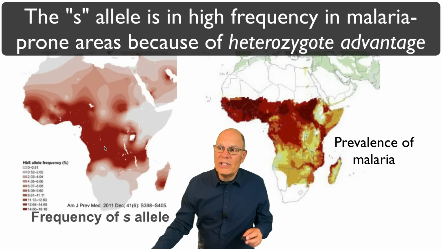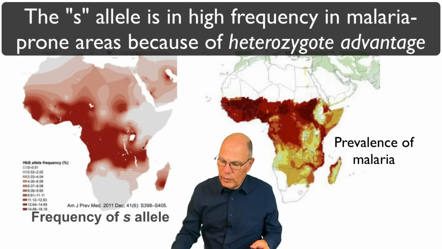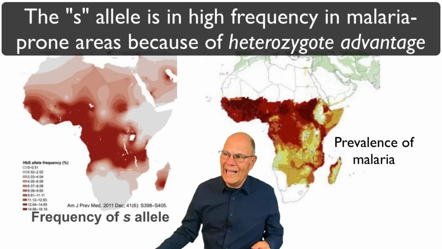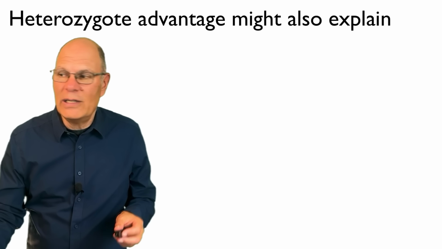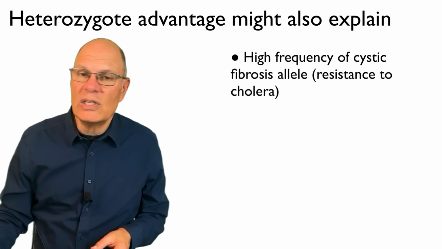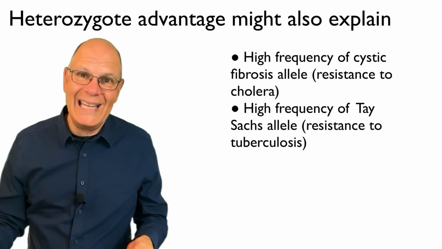What this map shows is the high correlation between the frequency of the little s allele and the intensity of malaria in various parts of Africa. And this same model, heterozygote advantage, might apply to genetic diseases like cystic fibrosis and Tay-Sachs.